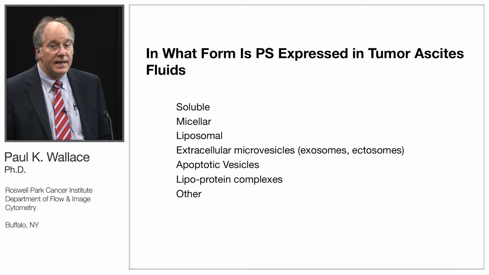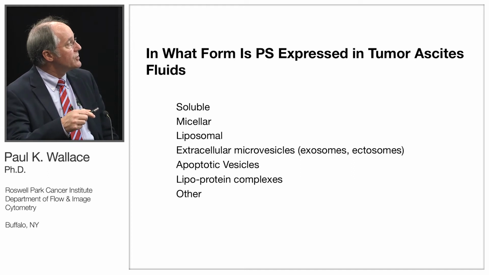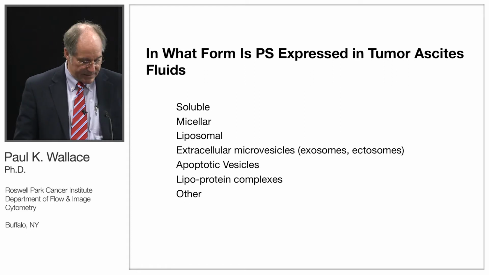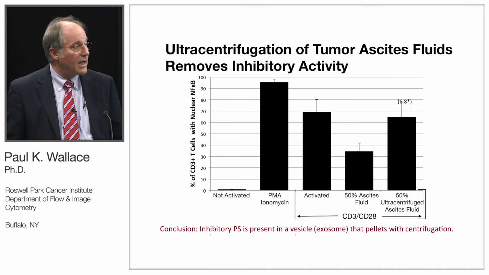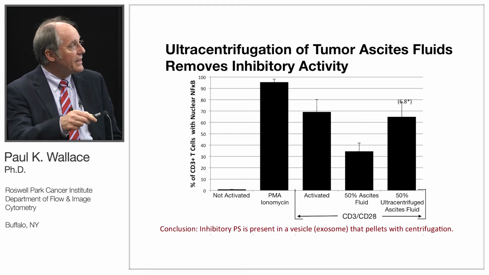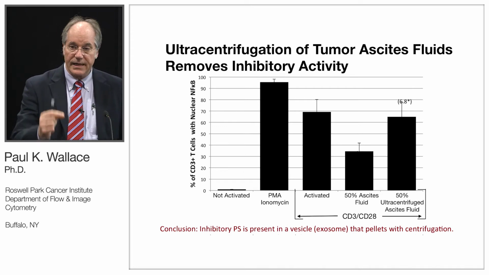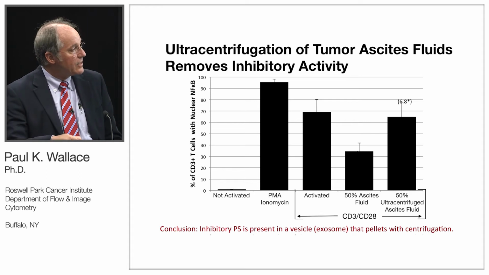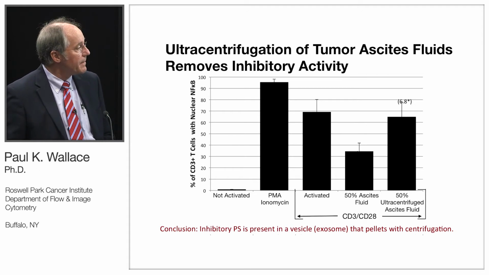In what form then is this phosphatidylserine being expressed? The options are soluble, micellar, liposomal, exosomes, apoptotic vesicles, lipoprotein complexes, and possibly others. So what we did next was basically do an ultracentrifugation. Here what you're seeing is the inhibition with the ascites, in comparison to our activation with anti-CD3 and CD28. And then here is where we take the ascites fluid that's been ultracentrifuged, and we're just taking the supernatant. And so it was something in the ultracentrifuge pellet that was responsible for this activity.